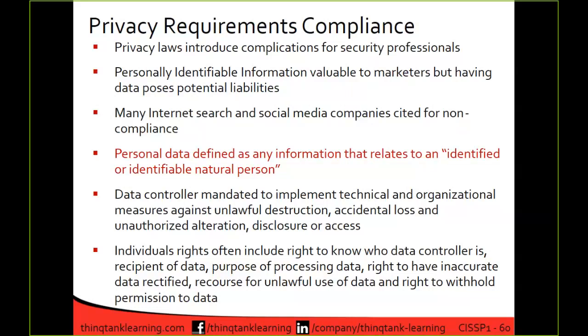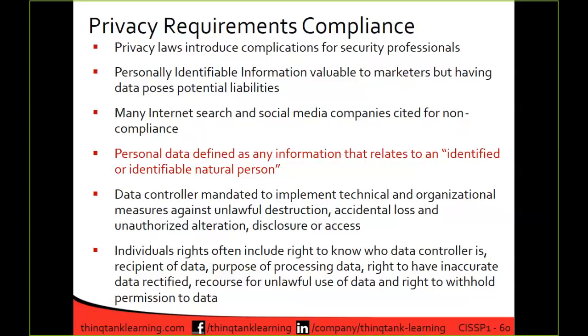Individual rights often include the right to know who the data controller is, who's the recipient of the data, the purpose of processing that data, the right to have inaccurate data rectified, some sort of recourse for unlawful use of the data, and a right to withhold permission to that data. All of those things make perfect sense. Individual rights in this case mean the person that actually owns the data. I have a right to know who's using my data. I have a right to know who's responsible for my data, who's receiving my information, and why they are receiving it.